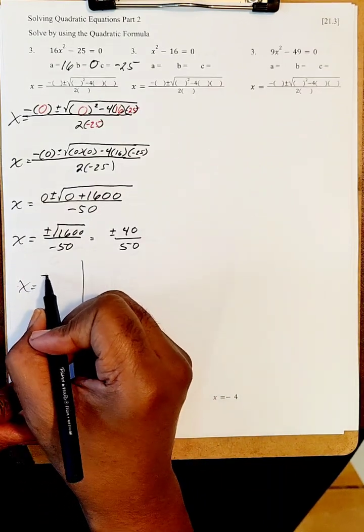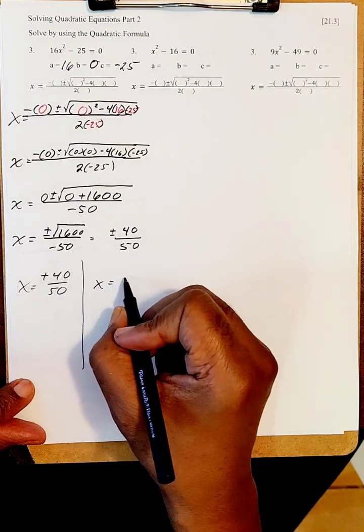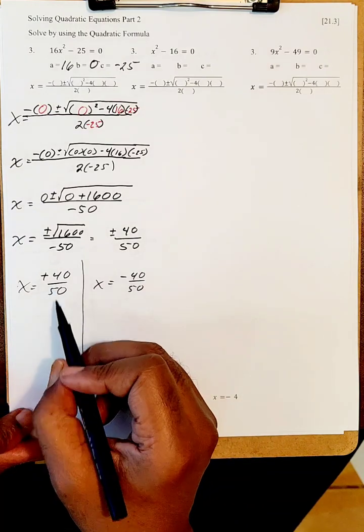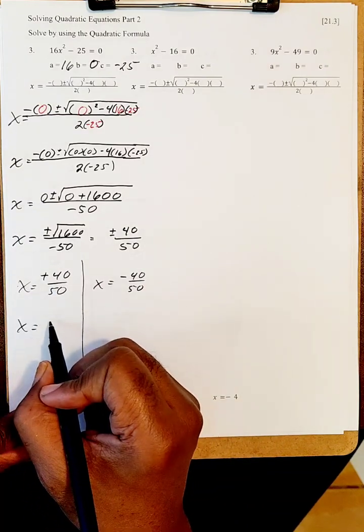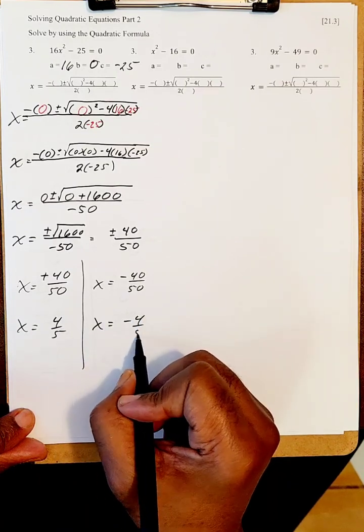X equals positive 40 over 50. And x equals negative 40 over 50. If I divide both these by 10, I will get positive 4 over 5, and here I'll get negative 4 over 5.